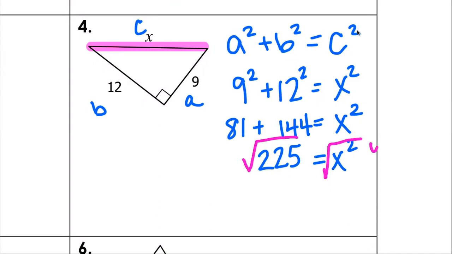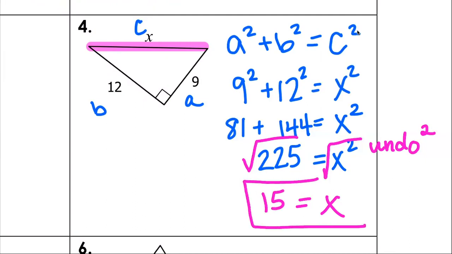Well, to undo a square, we're going to square root both sides. So x is the square root of 225. Well, we know that the square root of 225 is 15.